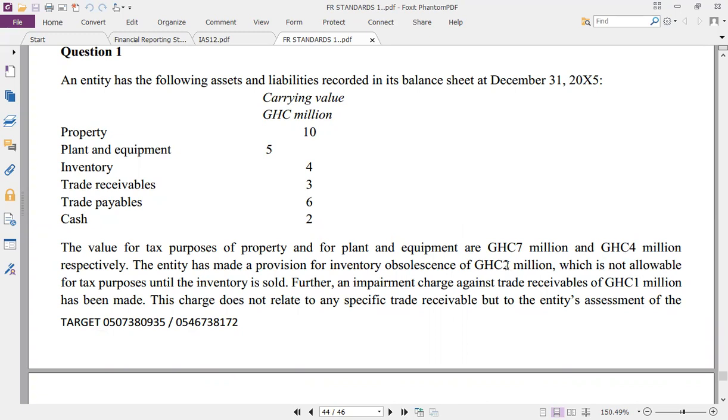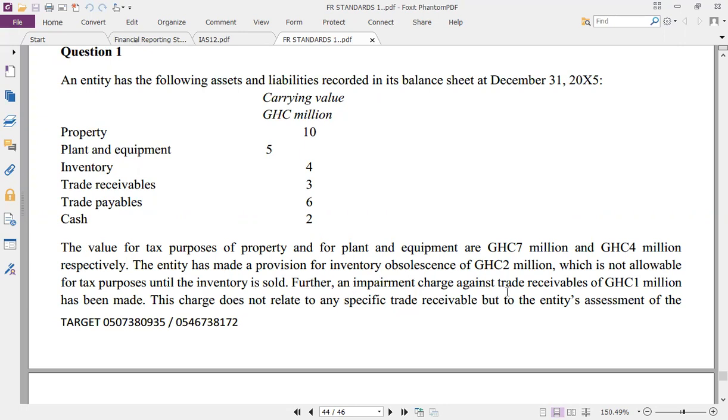You know, the tax authority will not agree with this. So that means the tax base will be different. Good. It is not allowable for tax purposes, so we have to reverse it. For tax purposes, any provision made, what do we do? Reverse it, so that we can get the actual figure, until the inventory is sold. Correct.